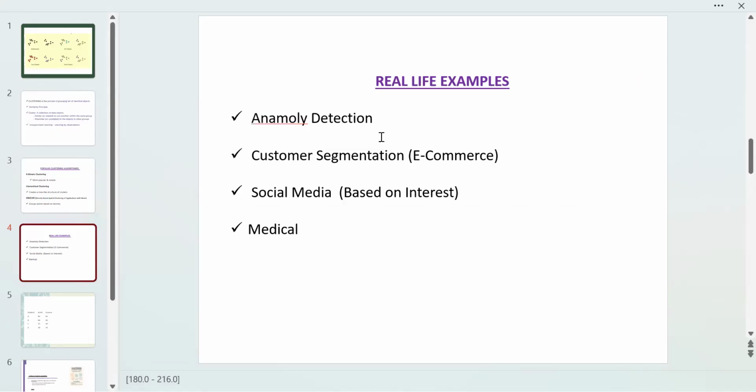The other application is based on social media, where based on interest, we can check what kind of interest the user has. Another most popular application is in medical, where we can diagnose, categorize the symptoms and classify them. We can apply some clustering algorithms to identify the similar items.